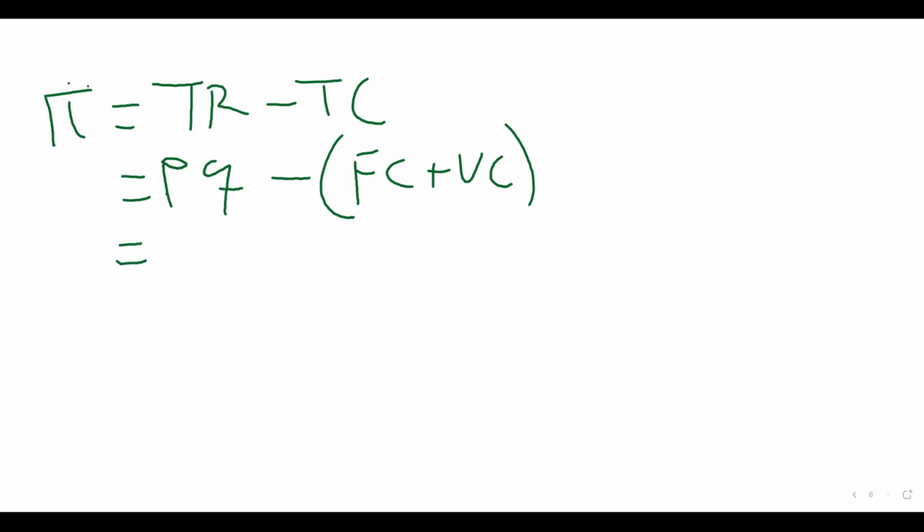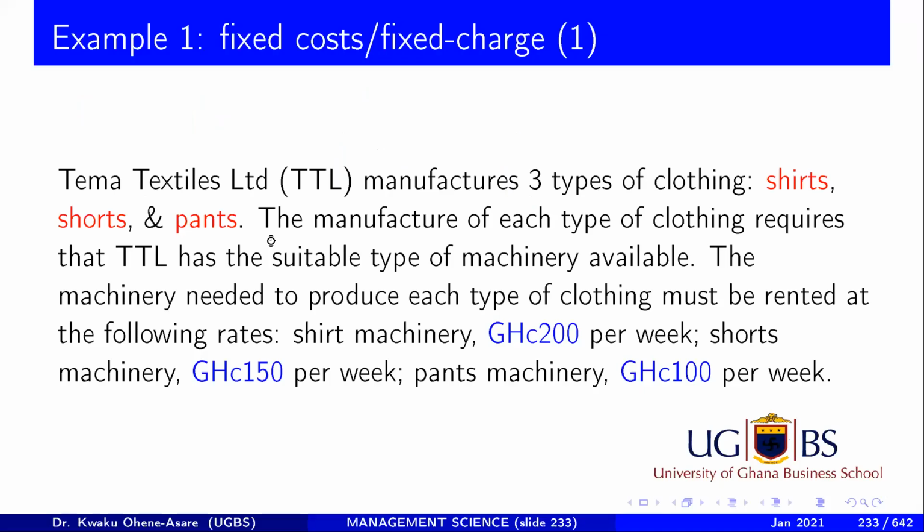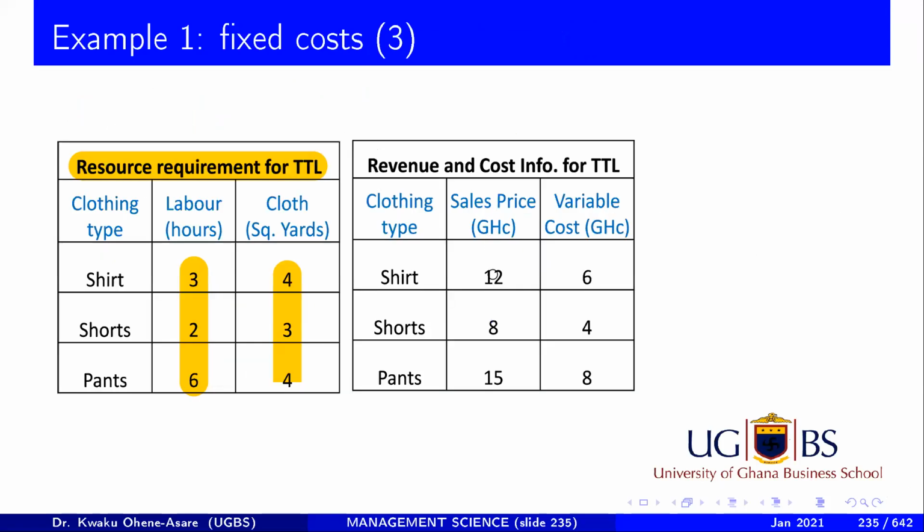So let's go to our preamble and look at the revenue section. We have the sales prices here, so we're going to fit in these values for the prices. We're going to have 12 times X1, where 12 is the price and X1 is the quantity. Then 8 multiplied by X2. Then 15 multiplied by X3. This will form our total revenue.